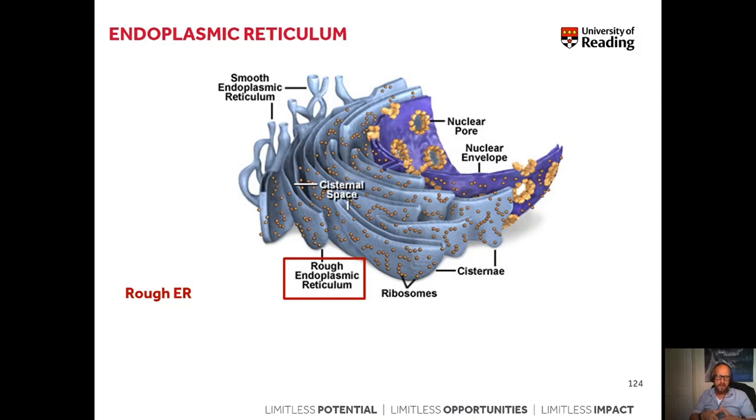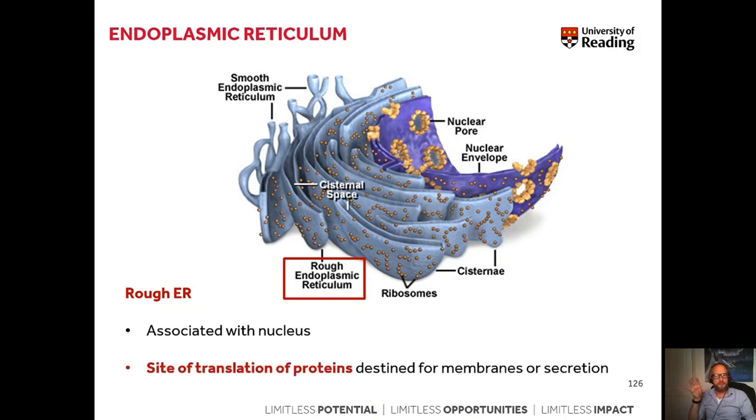In contrast, as the name already suggests, the rough endoplasmic reticulum is not only associated with the nucleus, but also is full of ribosomes, and those are those tiny yellow dots on this schematic view of the ER attached to the nucleus. And this is the site of the translation of proteins destined for membranes or secretion. So what happens to those proteins that have been produced on the ribosomes?